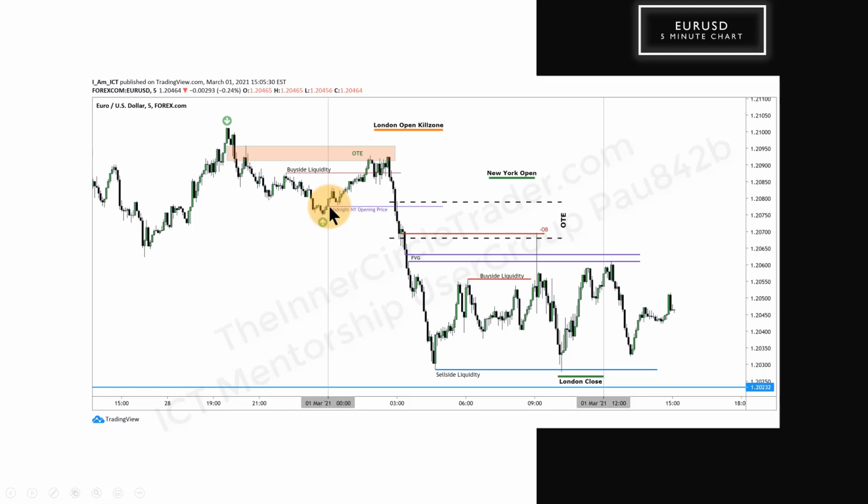The opening here, the rally up, creating the high of the day, the low forming here in London close, and then the closing price here, right on this candle. So if you were drawing a daily range open, high, low, close bar, it would be opening with the high here, the low here, and the close right there.